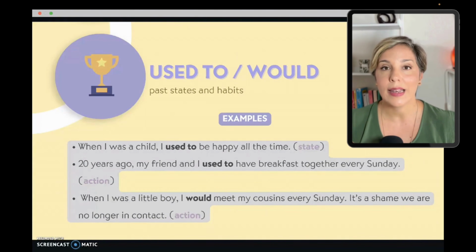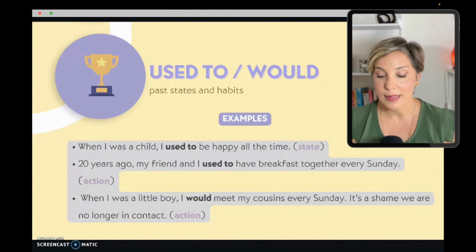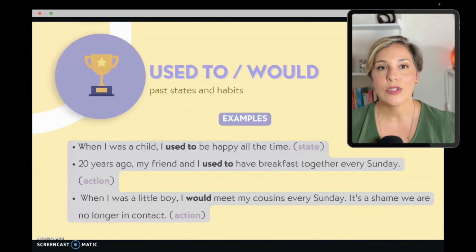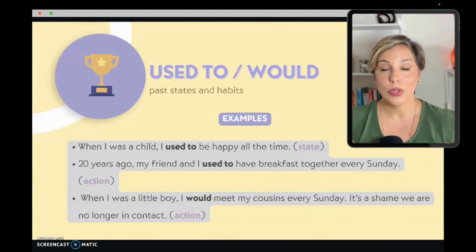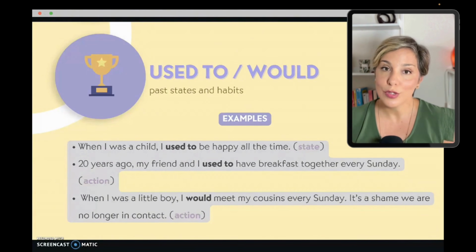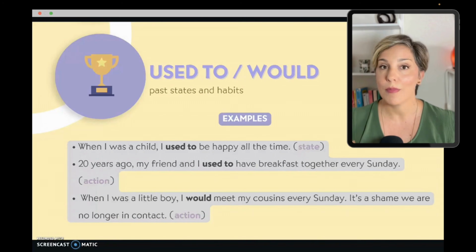So you can see the next example. When I was a little boy, I would meet my cousins every Sunday. It's a shame we are no longer in contact. So again, to meet is an action verb. It requires movement, it can go in the continuous form. So because it's an action verb, I can use would if I wanted to, although used to would also be correct. So remember, for repeated actions in the past, I can use both of them. However, if it's a past state, only used to.